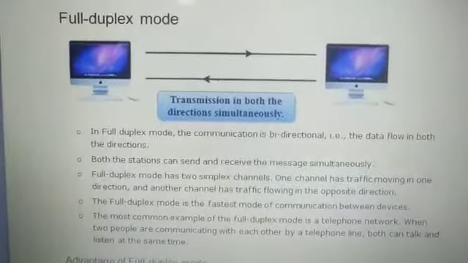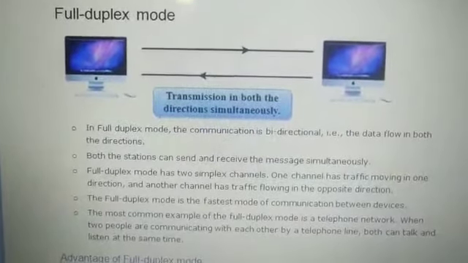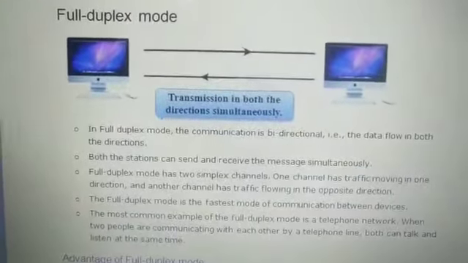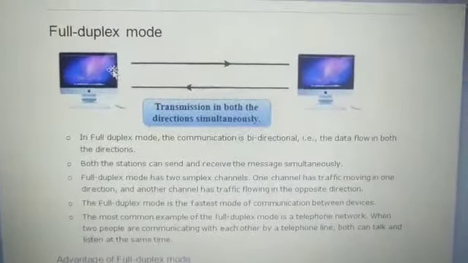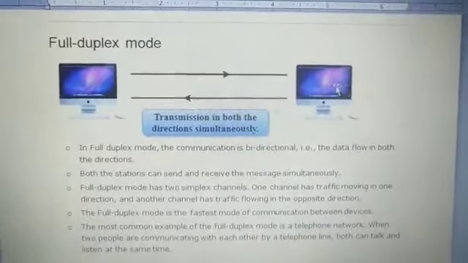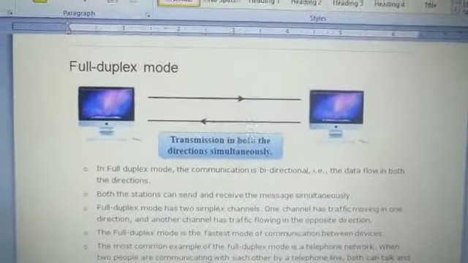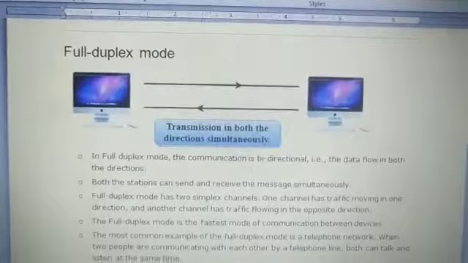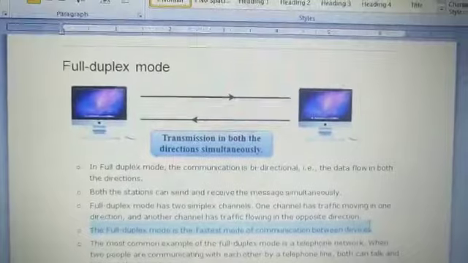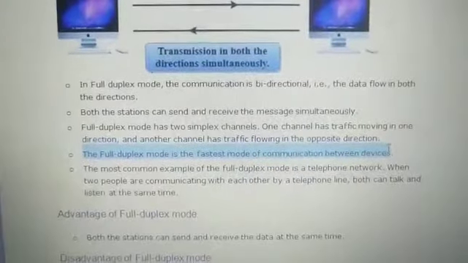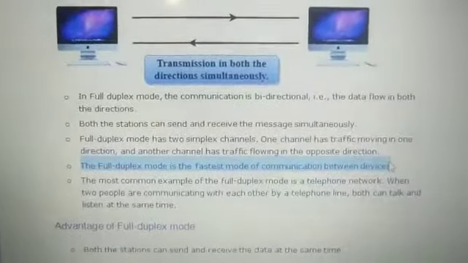The full duplex mode has two simplex channels. One channel carries traffic in one direction, and the other channel carries traffic in the other direction. This channel is busy sending information from this side to that side, and this channel is busy sending information the other way. So we are using two different simplex channels over here, and that is why full duplex is the faster mode of communication.